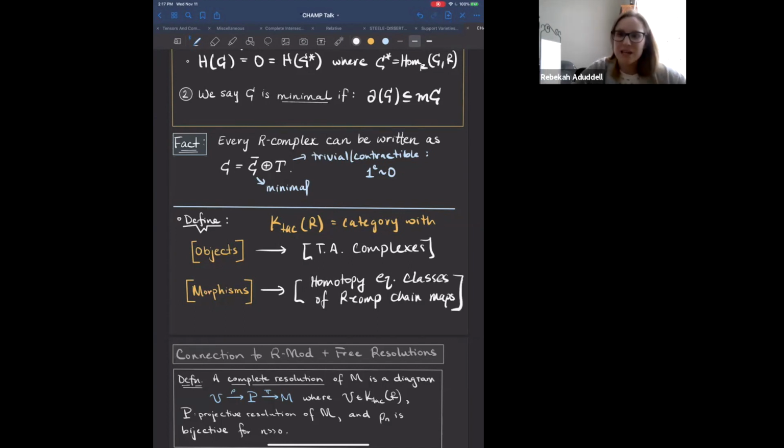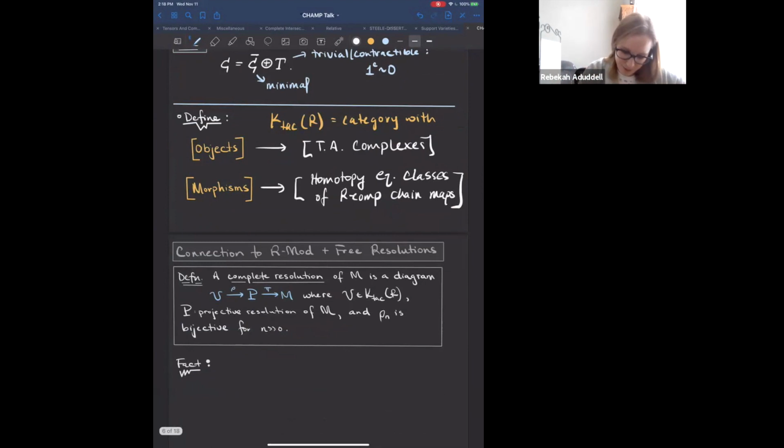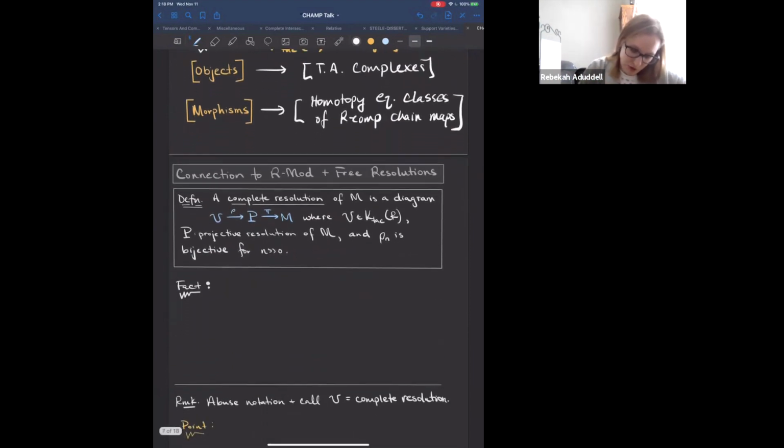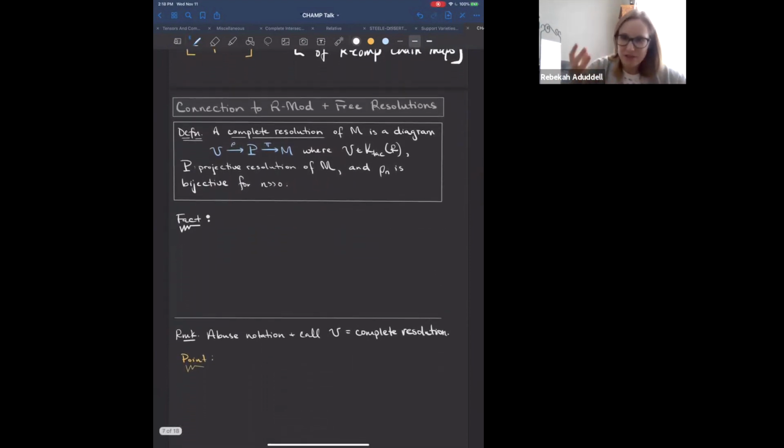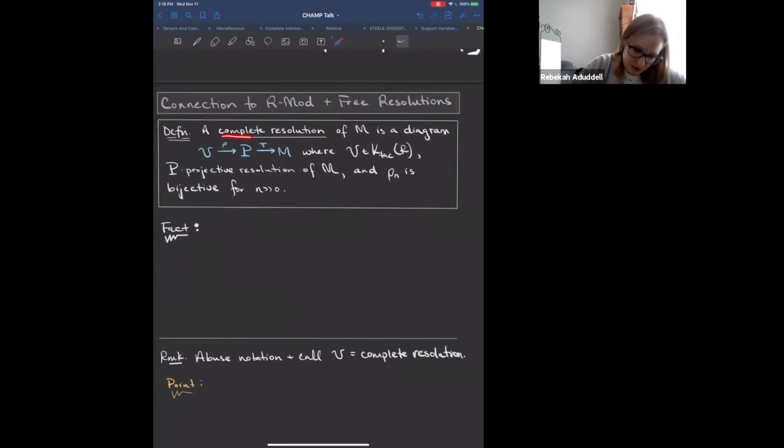And so the KTAC is a full subcategory of the homotopy category of R complexes. And so this is the world that we're going to be in for the next however many minutes. But first, I just really want to formalize this connection of totally acyclic complexes to R modules and free resolutions. And so the formal definition that sort of gives us this connection is that of a complete resolution.